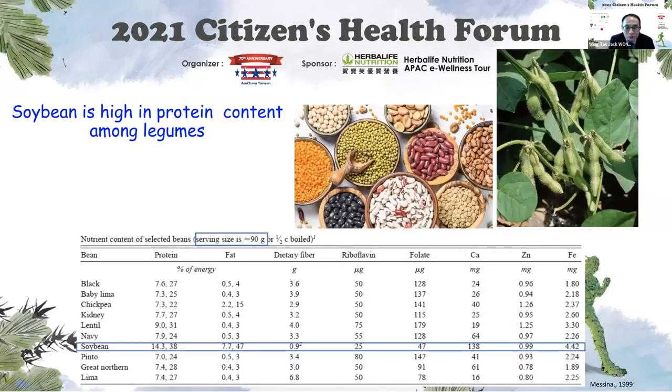The nutrient compositions between legumes themselves are not the same, as we can see in the table here. Beans have long been recognized for their protein contents. However, soybeans are unique among legumes in that they not only have high levels of protein composition, but also a concentrated source of isoflavones.